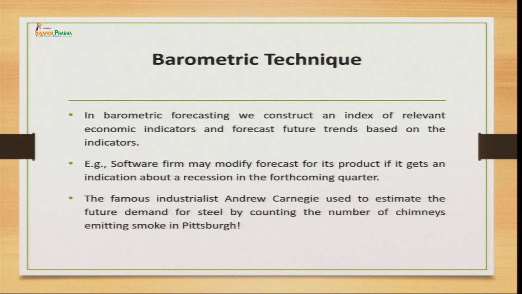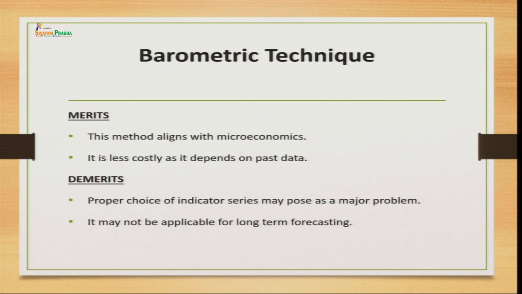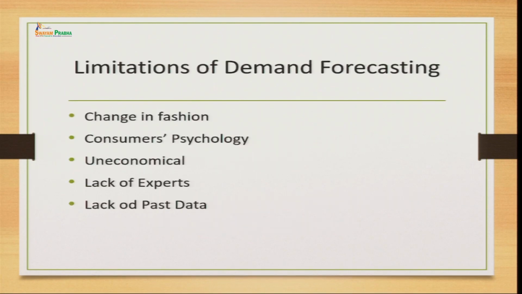And the last is the barometric technique. The barometric technique is basically based on indicators, right. If you have some indicators, based on them you can indicate the demand of your commodity, as it aligns with macroeconomics, and it is always less costly as it depends on past data, right. But if you look at the demerits of this method, the proper choice of indicator needs to be there, then only will you be able to understand and analyze that data, and this method is not applicable for long term forecasting, right. So, these are your qualitative techniques, and lastly we have the limitations of demand forecasting.